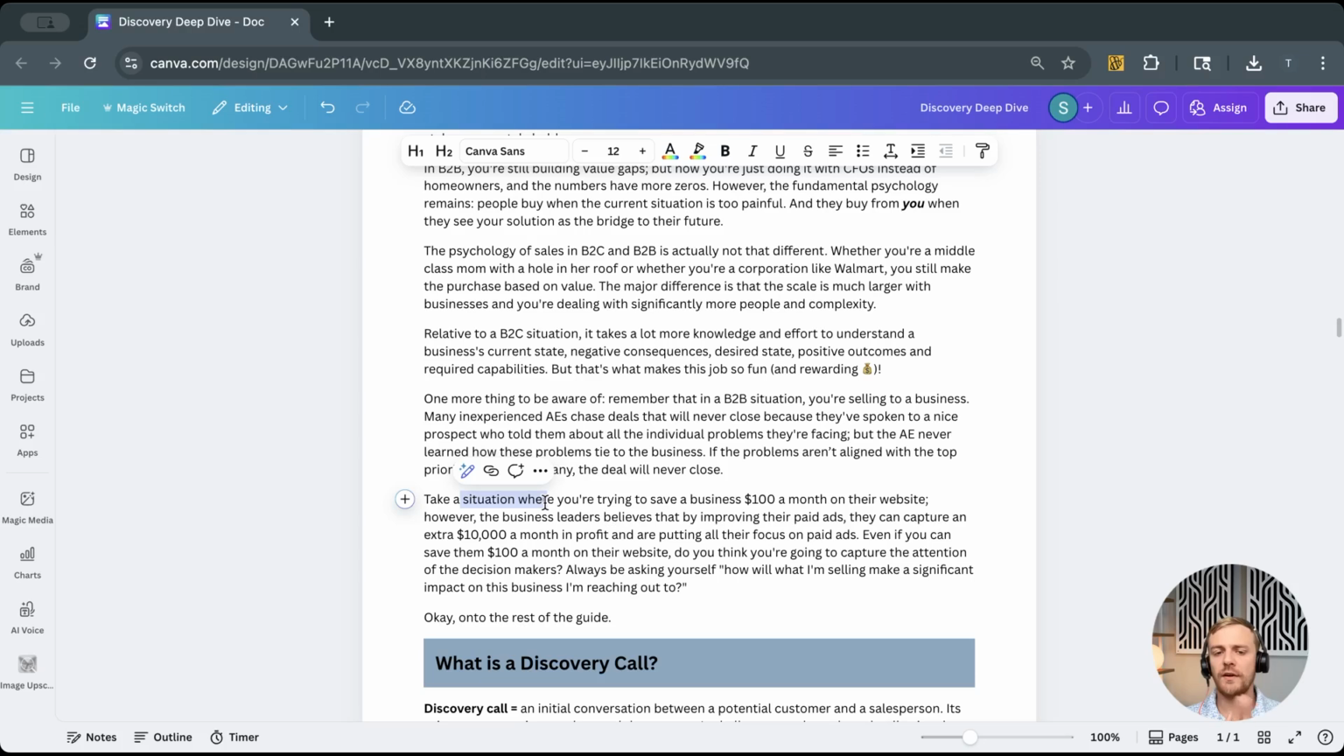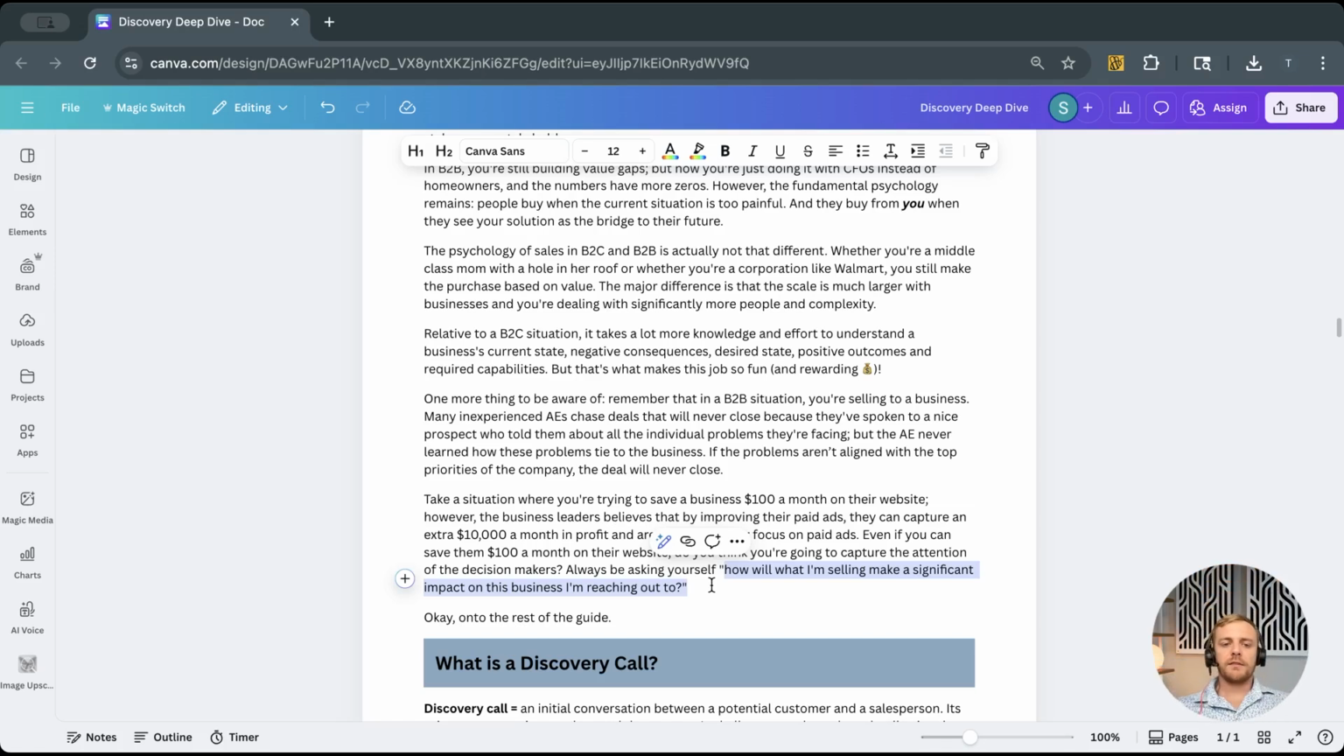If you're trying to save a business $100 a month on their website and you know you can do it, but the business leaders are more focused on advertising and paid ads and know that they can capture $10,000 a month in profit, and they're putting all their focus on paid ads, even if you can save them $100 on a website, you're not going to capture the attention of the decision makers. Even though you're solving a problem, if you're not solving the most important problem, it's very, very unlikely that you'll close anything. And so, always be asking yourself, how will what I'm selling make a significant impact on the business that I'm reaching out to?